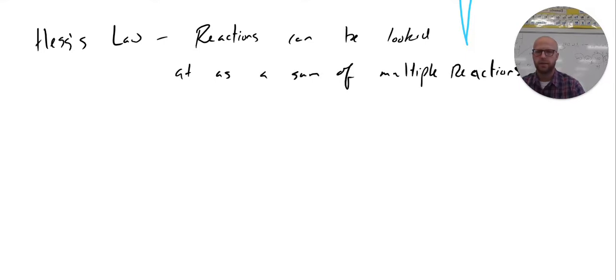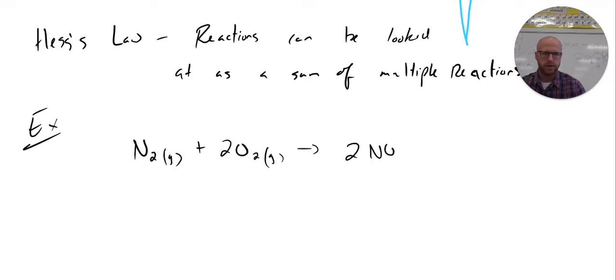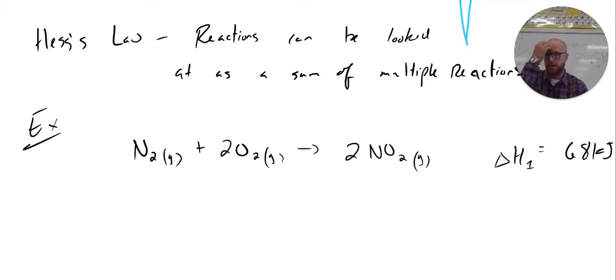So let's take a look at an example. What does this actually mean? Let's say we have this reaction: nitrogen gas plus 2 moles of oxygen gas goes to 2 moles of NO2 gas. This reaction is studied, and we're going to label this delta H1. Our first delta H is 68 kilojoules for 1 mole of nitrogen, 2 moles of oxygen, and 2 moles of nitrogen dioxide.